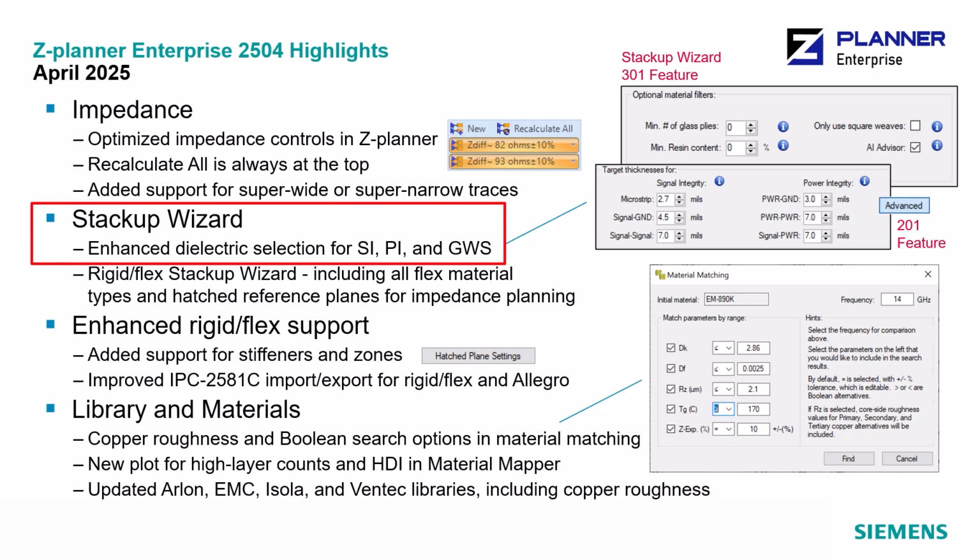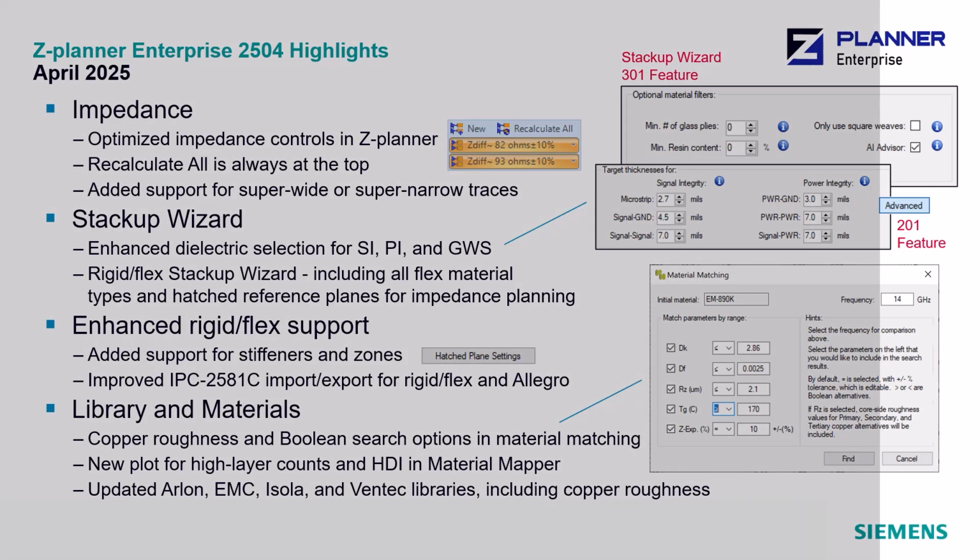Specifically, I'll be talking about the enhanced dielectric selection of rigid PCB designs. There is another video that will look at the changes for the rigid Flex Wizard. There were many improvements made in the rigid StackUp Wizard, but the biggest enhancement would be the inclusion of the Automation Intelligence, or AI Advisor. Let's take a look at the details.